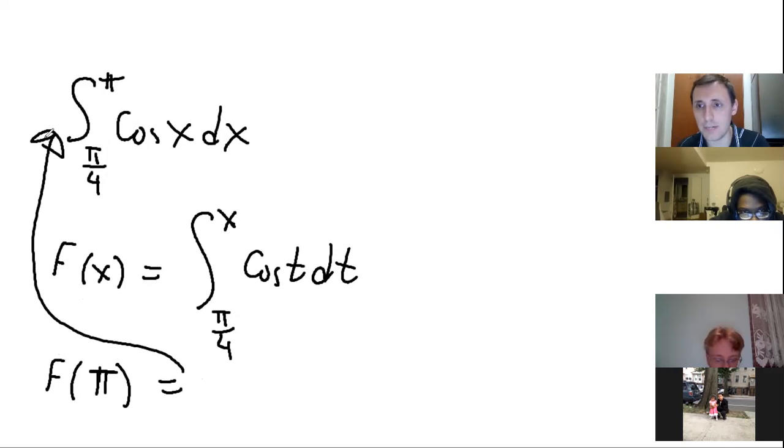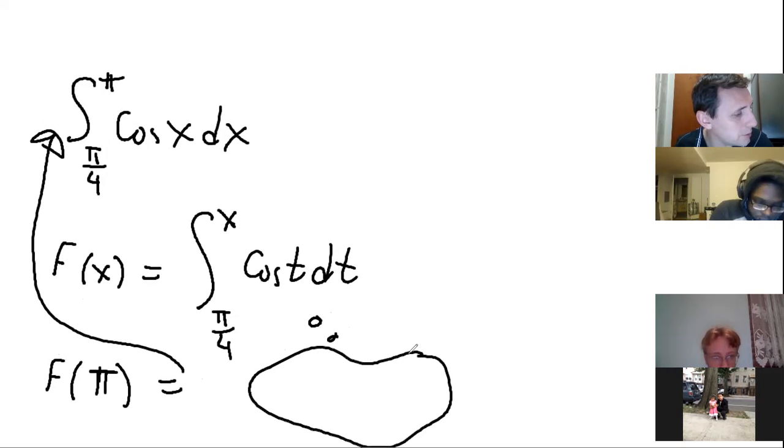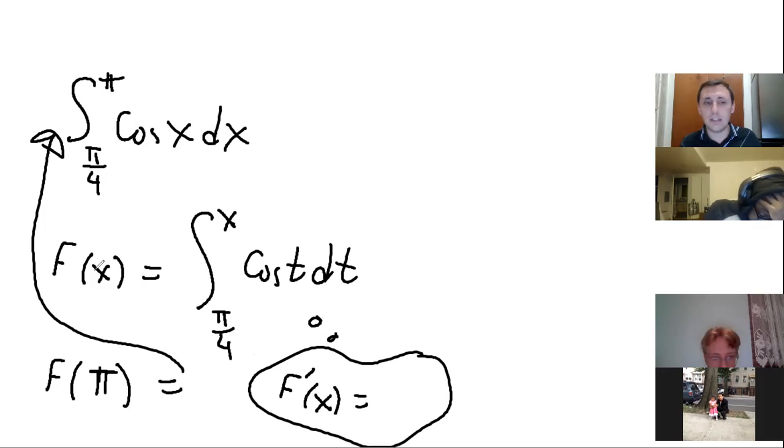Are you with me so far? Yes? Do you understand what I'm doing here, guys? You see, I actually create a function. Now, I know by the fundamental theorem of calculus something about this function. What do I know about it? What is the derivative of this function? Could anybody tell me? If I take the derivative of this integral function, what do I get? Write in the comments.